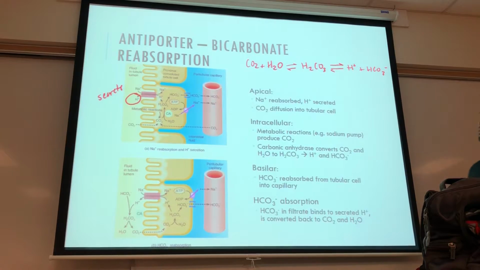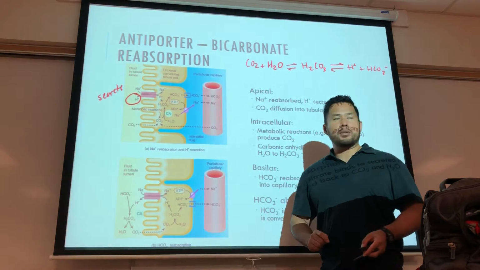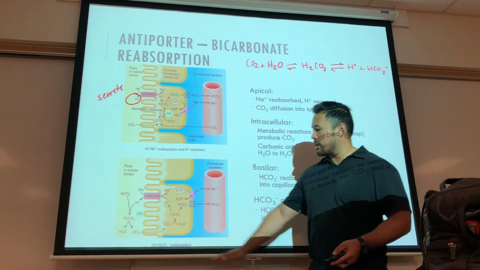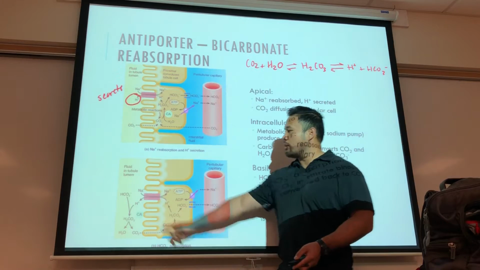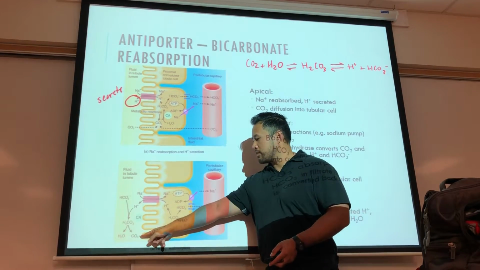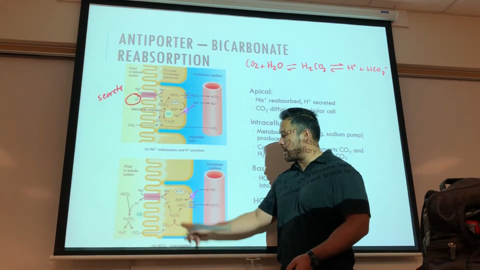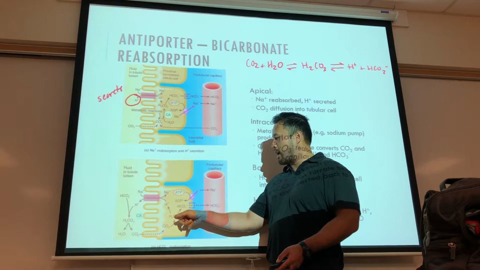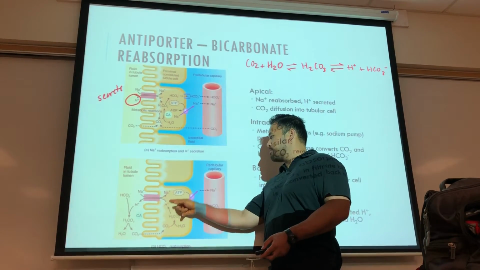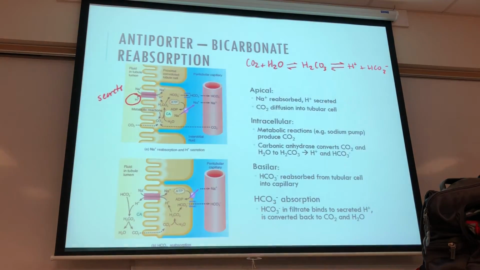So when you look at these particular slides, what will help you is to start off with the caption. HCO3 reabsorption. Locate where that bicarbonate is and follow the path. CO2 gets back into the cell. This is the intracellular mechanism where carbonic anhydrase converts it back into carbonic acid, splits it off into hydrogen ion, which flows right back out. Bicarbonate gets pushed back in and reabsorbed back into the capillary.